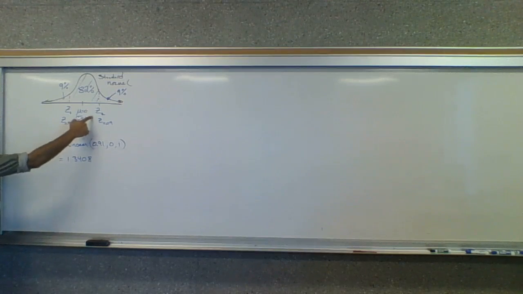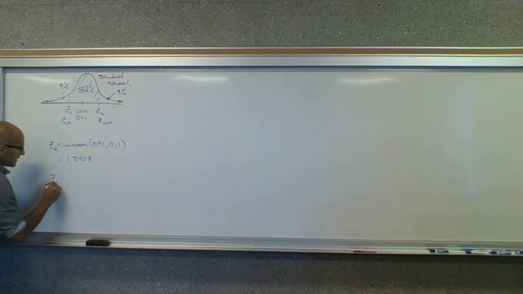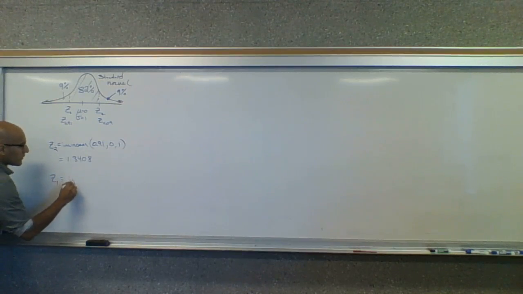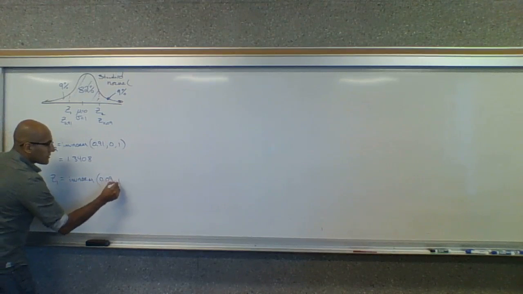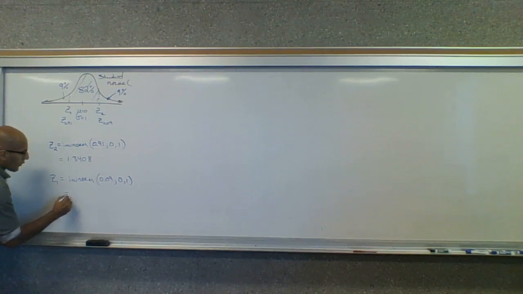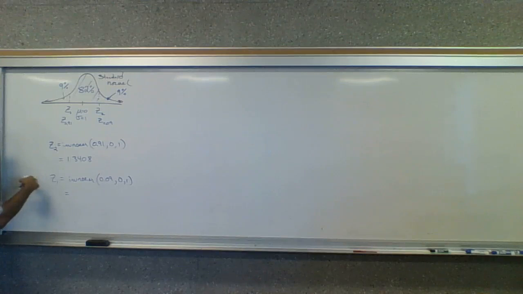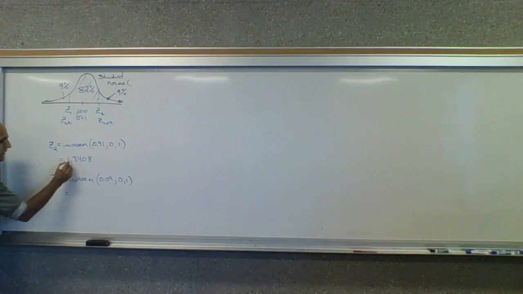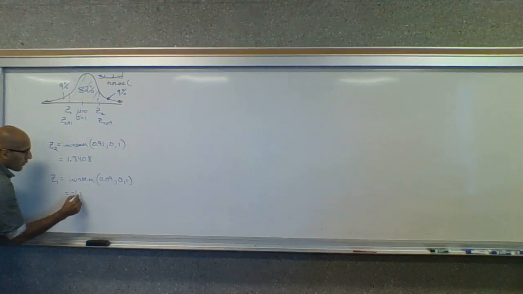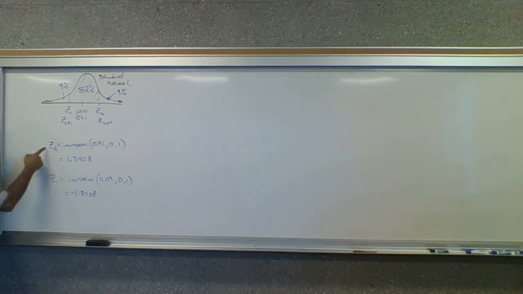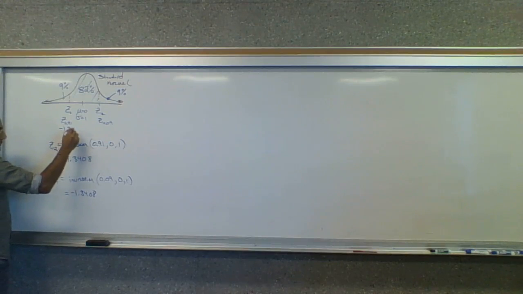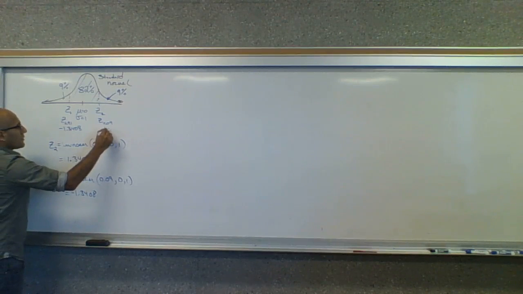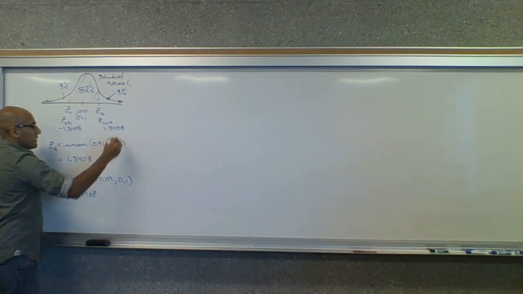Z sub 1 then equals inverse norm of 0.09 comma 0 comma 1, that's fine. Or you can just say that it's symmetric and it's the opposite sign of this one. We already know it's going to be negative 1.3408. If you at least show me one of these, I will give you credit. I know that you know that it's the opposite sign. So, we don't have to do both? You don't have to do both. On the test, I wouldn't require both. I do require one. One of them will be a point.